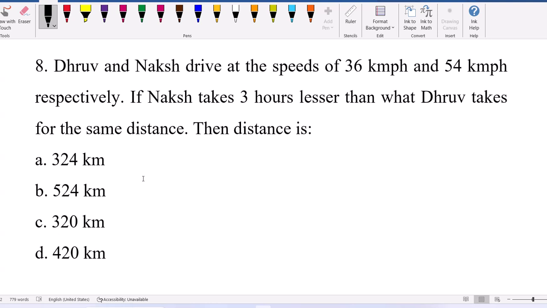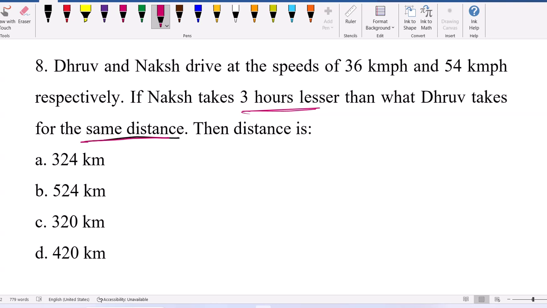Time and distance related. Speeds are given. You need to calculate the distance. See, two people, one traveling with a speed of 36 km per hour, other traveling with 54 km per hour. Definitely the distance is constant. The one who is traveling with more speed will take less time. They said clearly 3 hours less. 3 hours is the difference. Now, what is the distance between them?